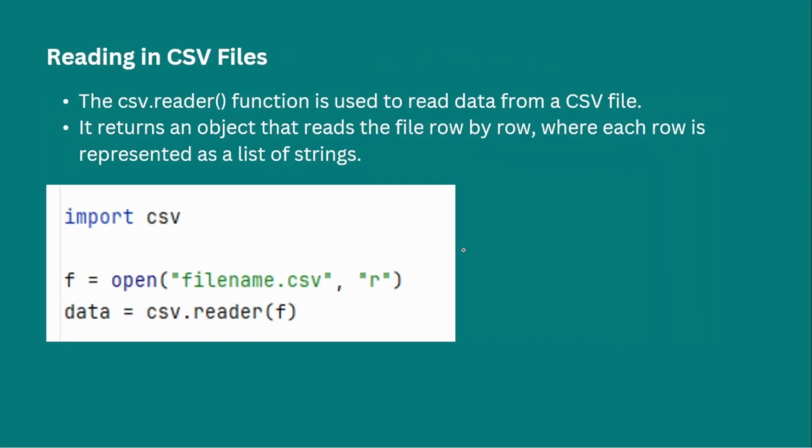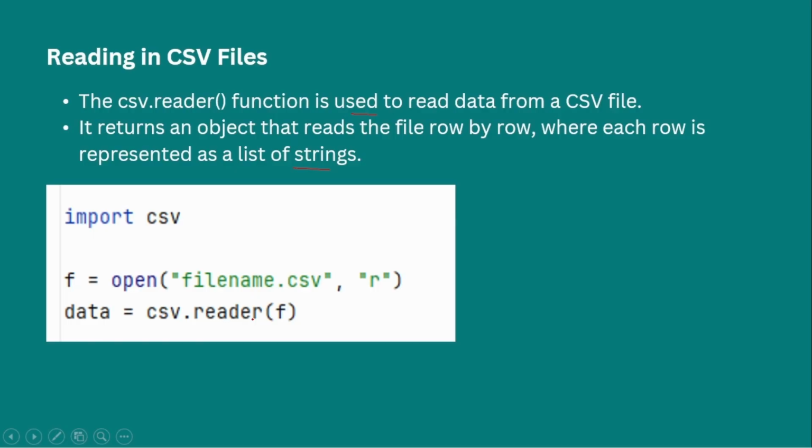Now reading CSV files. The csv.reader function is used to read data from a CSV file. It returns an object that reads the file row by row, where each row is represented as a list of strings. So we have import csv, then we are opening the file name .csv in read mode, and then we say data equals csv.reader(f). So using csv.reader, we are reading this CSV data.